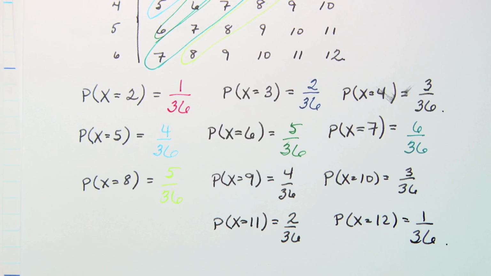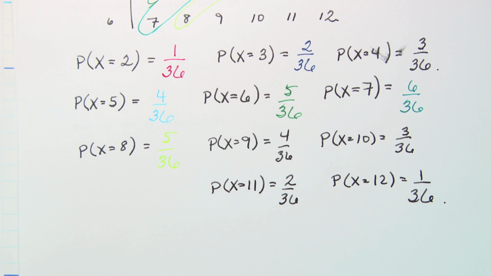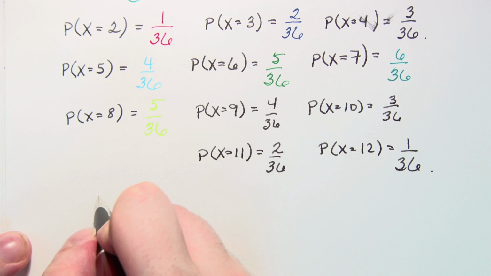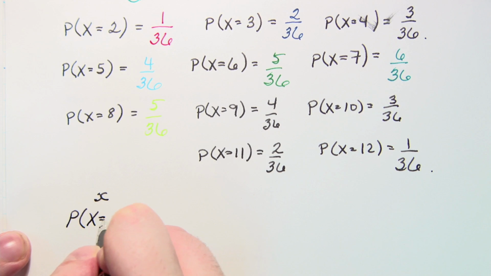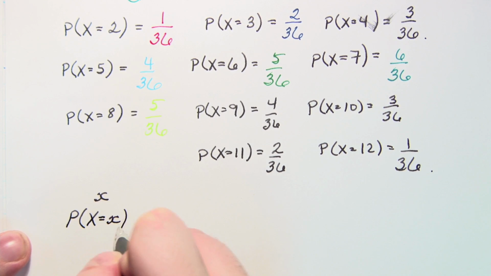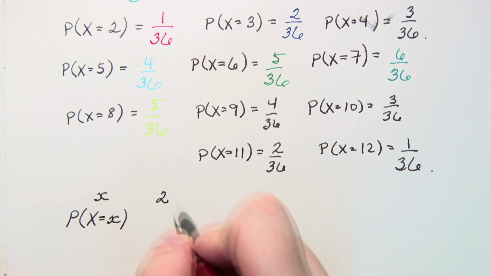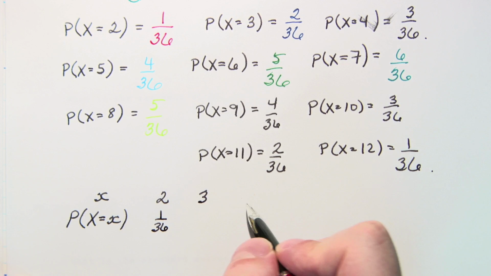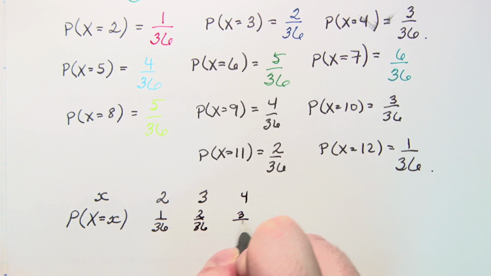Okay, so what I've done is I've actually written out a probability distribution. I've done the probability distribution of X, so that anytime I have some value of X that I want to calculate for the random variable big X, the probability of getting 2 is 1 in 36, 3 is 2 in 36, 4 is 3 in 36.